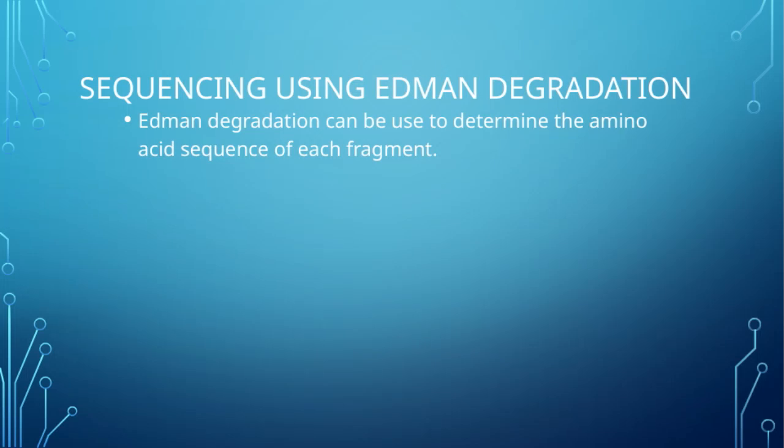Now, let's talk about how Edman degradation can be used to determine the amino acid sequence of each fragment. This technique is quite powerful because it allows us to identify the sequence step by step, starting from the N-terminus of the peptide. Essentially, Edman degradation selectively removes the first amino acid, which we can then identify, and then the process repeats, peeling away one amino acid at a time. This way, we can piece together the entire sequence of the peptide fragment. It's a crucial method in protein sequencing, especially when working with smaller peptides.